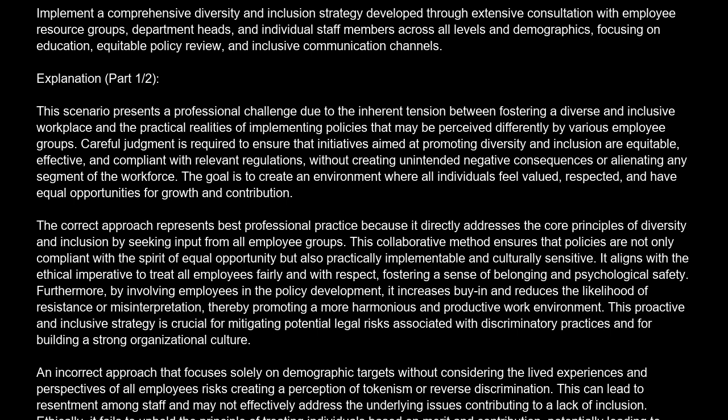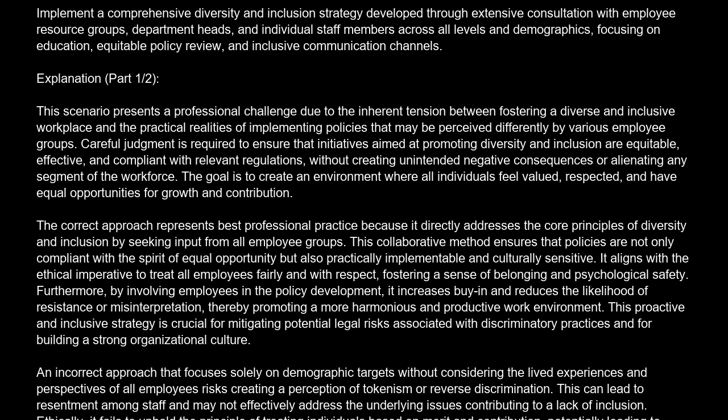The goal is to create an environment where all individuals feel valued, respected, and have equal opportunities for growth and contribution. The correct approach represents best professional practice because it directly addresses the core principles of diversity and inclusion by seeking input from all employee groups. This collaborative method ensures that policies are not only compliant with the spirit of equal opportunity, but also practically implementable and culturally sensitive. It aligns with the ethical imperative to treat all employees fairly and with respect, fostering a sense of belonging and psychological safety.